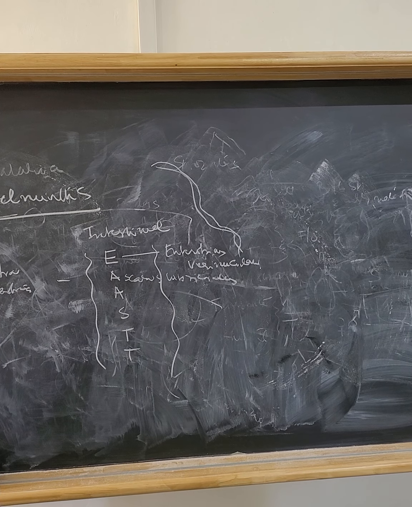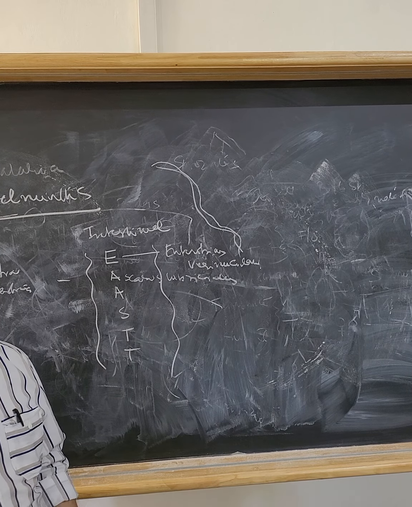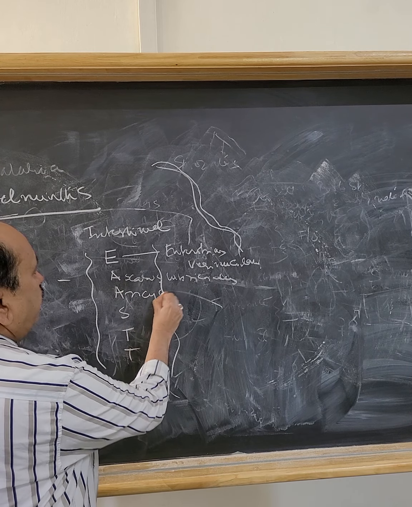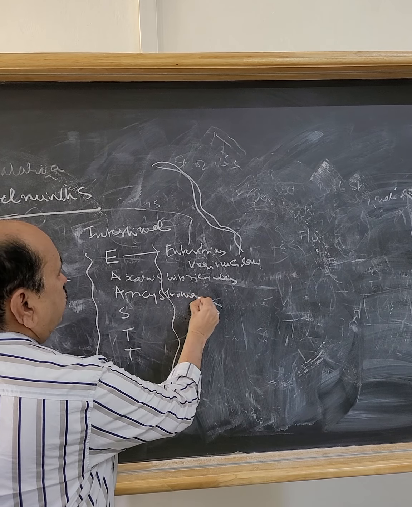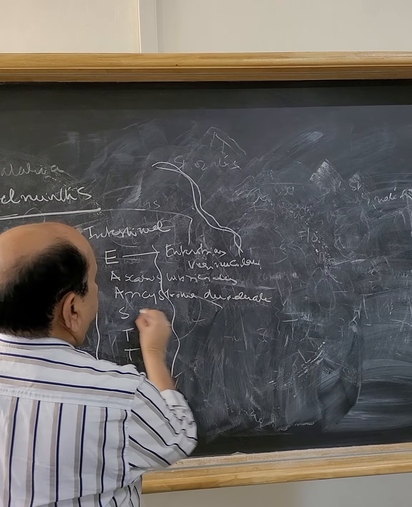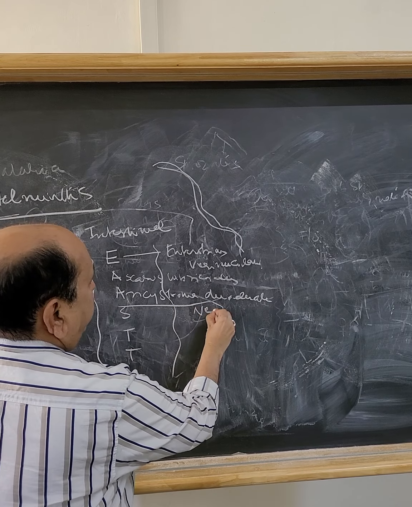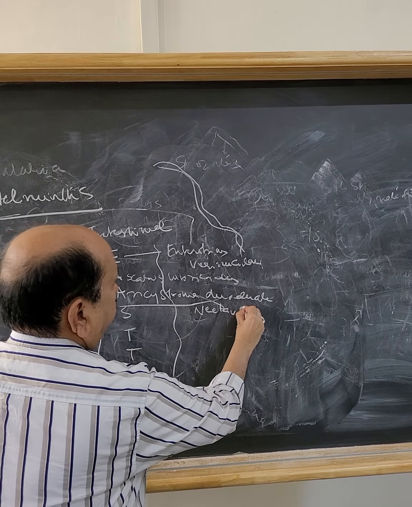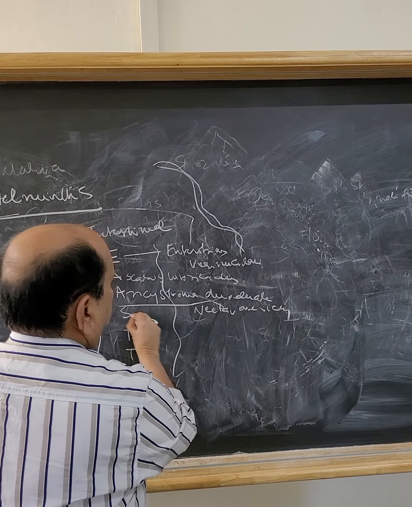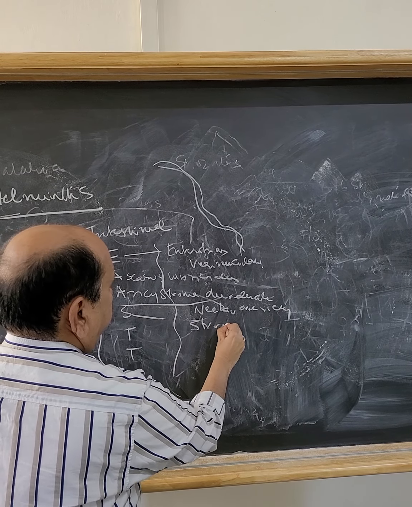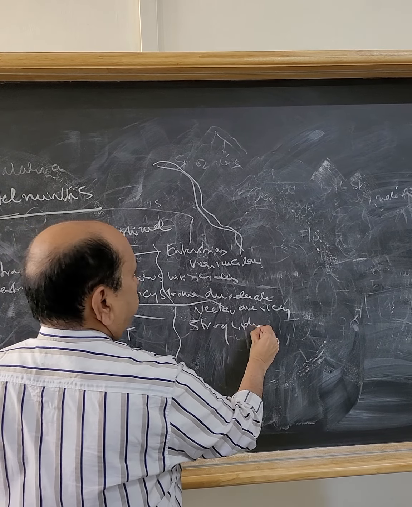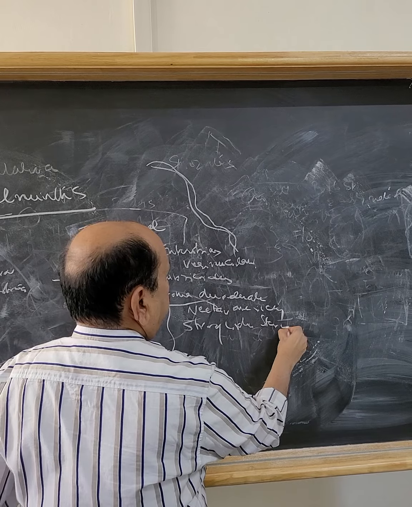Next are the three hookworms: Ancylostoma duodenale, Necator americanus, Strongyloides stercoralis.